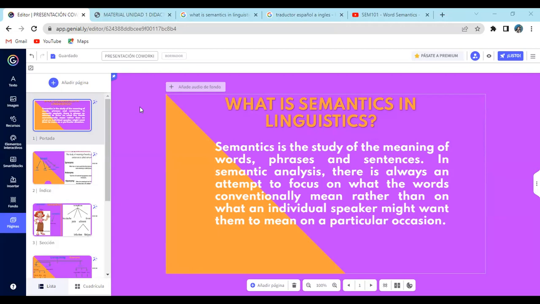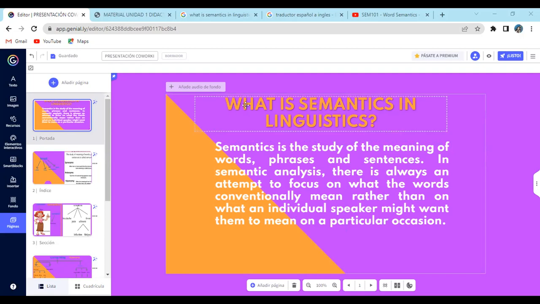Okay. Good morning to everyone. Today's topic is semantics. That is an interesting topic. As you can see here in the PPT, we have a definition of semantics. I need one student to help me to read, please. Do we have a volunteer? Me? Okay, excellent, please.